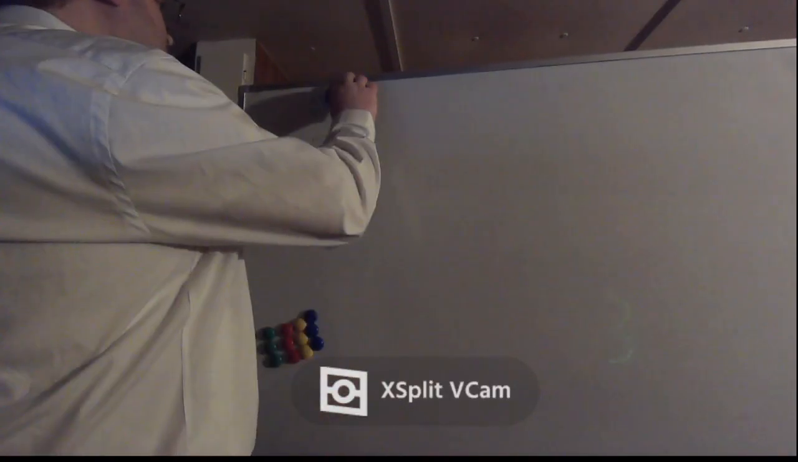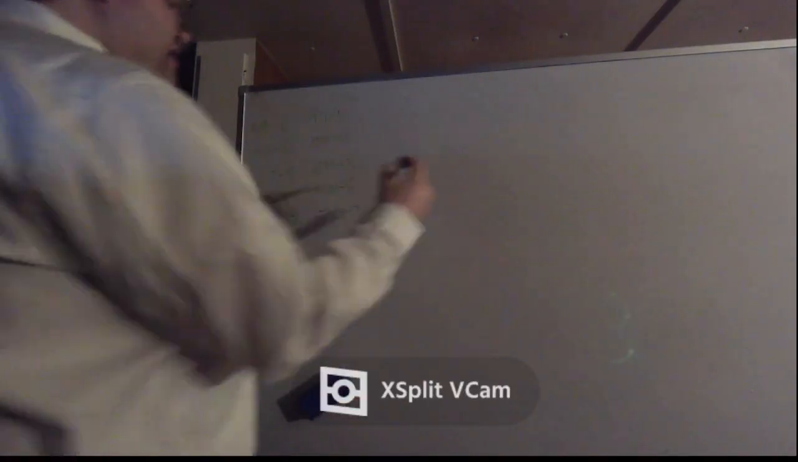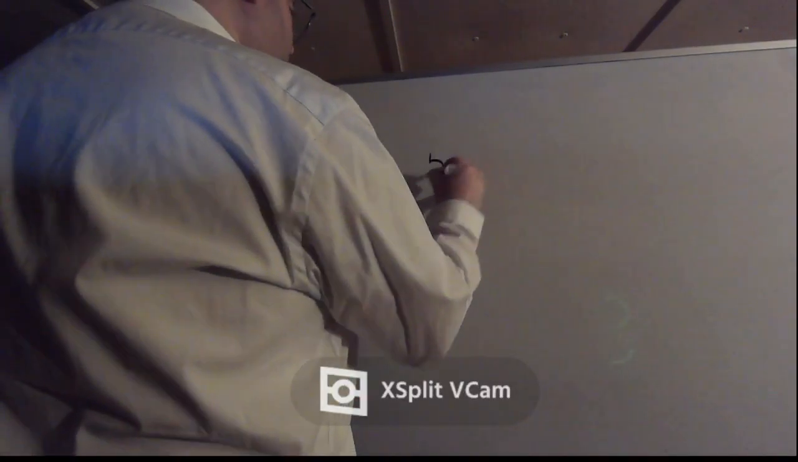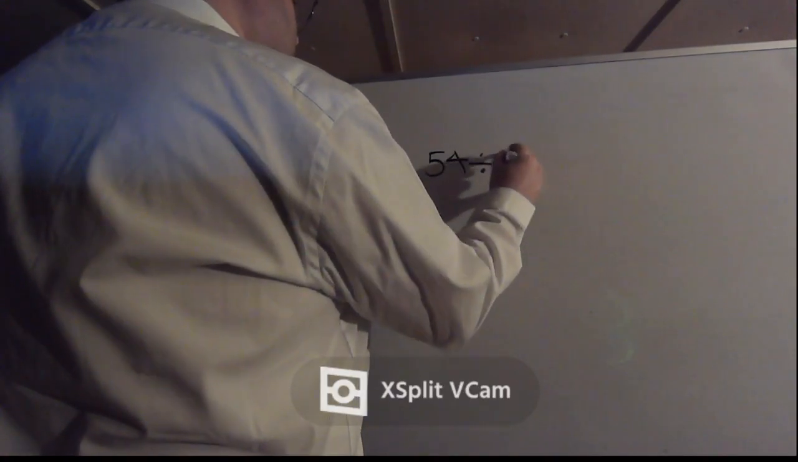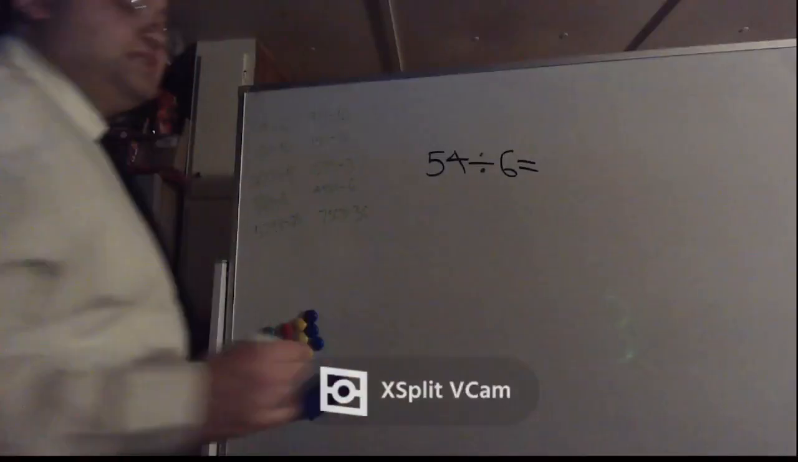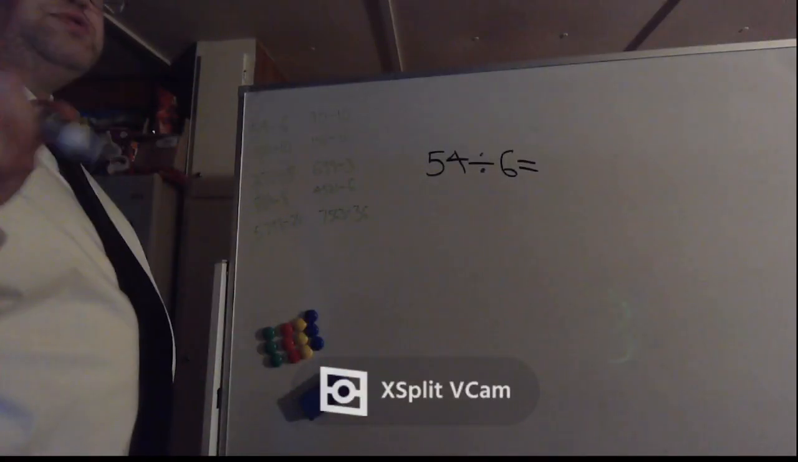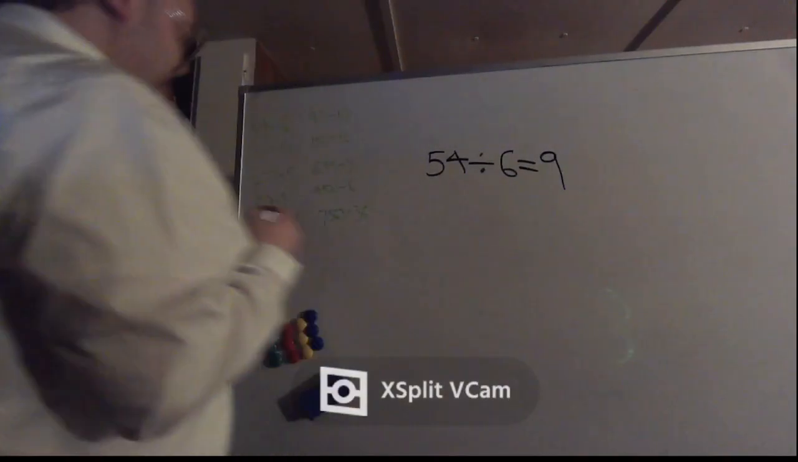Alright. So you have 54 divided by 6. How many times does 6 go into 54? Or 6 times what equals 54? 9. Goes in 9 times.